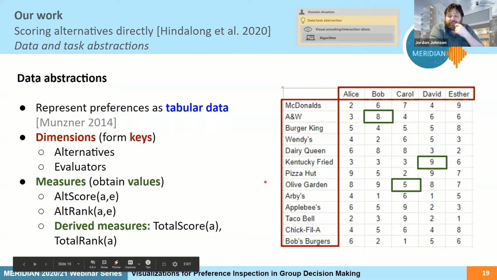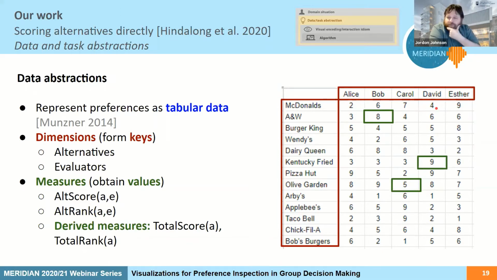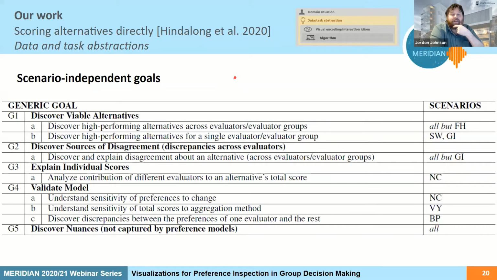And then we can derive additional measures from them. For example, total score is derived by simply adding up all of the individual scores from the different evaluators for a given alternative. So the total score for McDonald's, if I were to add that up, 20-ish. Oh, maybe closer to 30. Anyway, so we move on. That's our data abstraction, which we're representing as multidimensional tables.